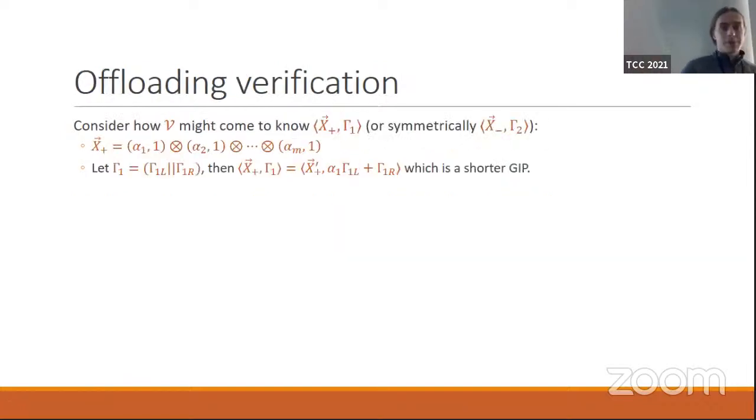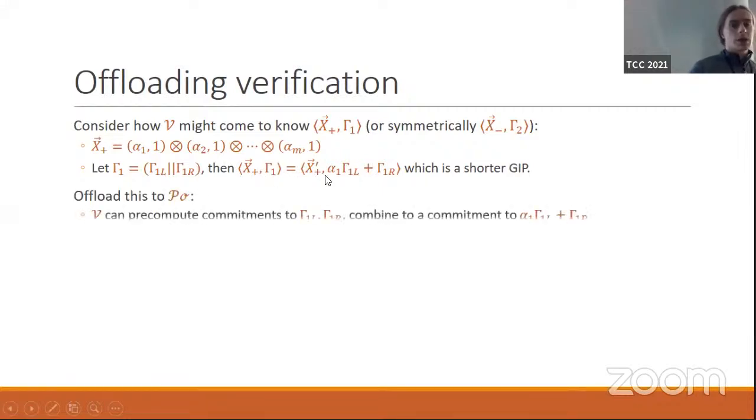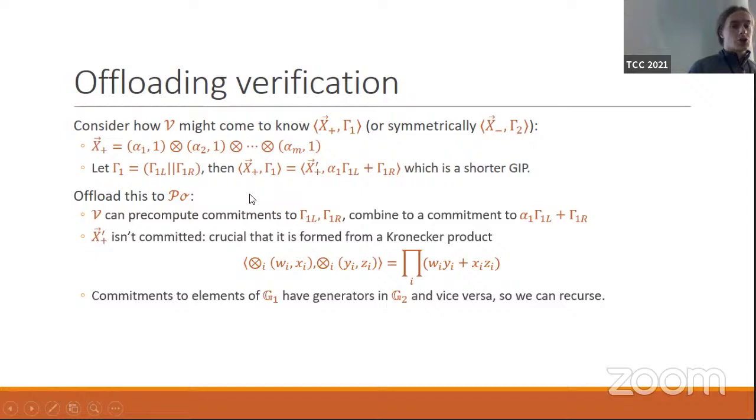So how might we try and offload that? Again, the key point is that these x vectors have tensor product structure. So if we split the generators into the left half and the right half, then you can actually just rewrite this thing as some shorter inner product. And this is what we're going to do in the setup stage: the verifier is going to have pre-computed some commitments to those generators. So it knows what gamma 1L and gamma 1R are in some abstract way under the commitment, and it can combine them. Now, this is a little tricky to do by default.